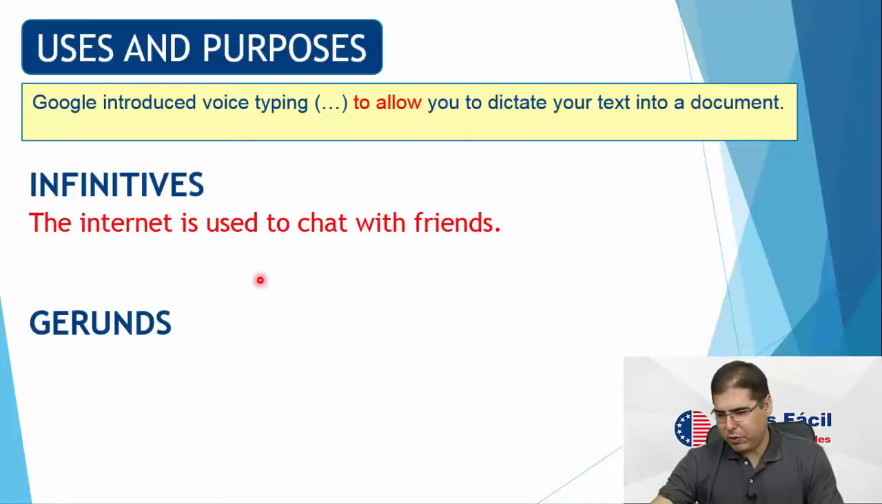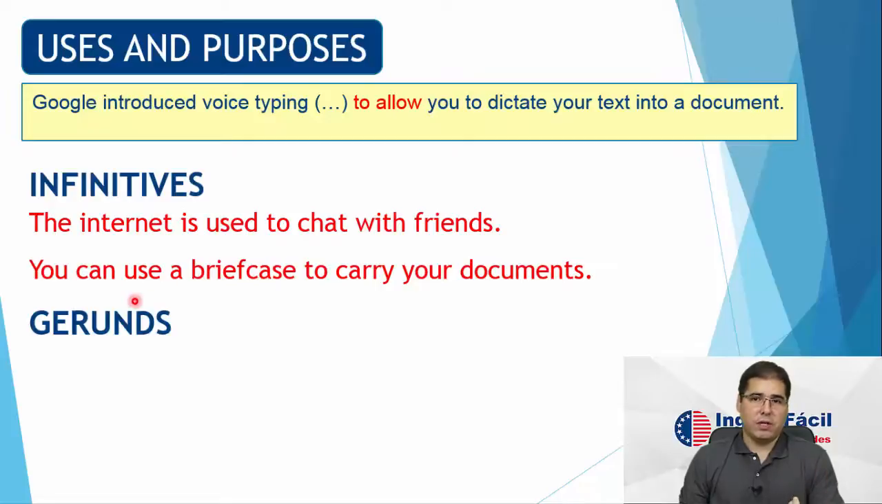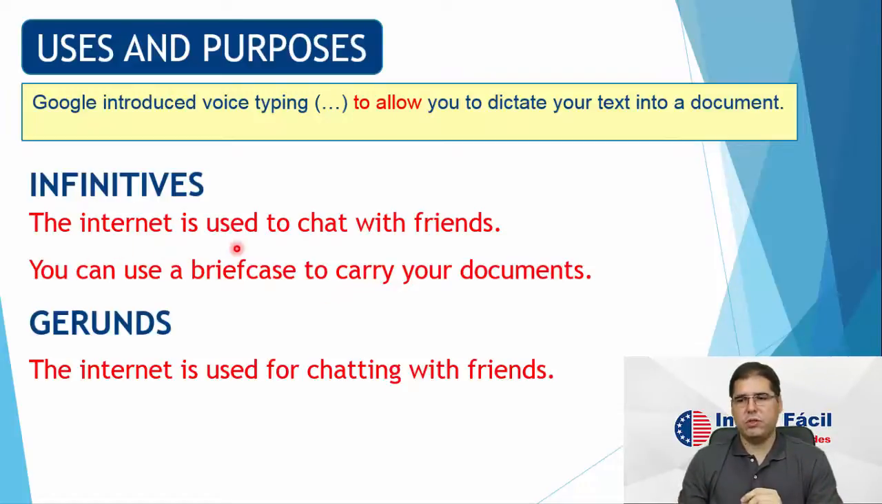So another example of an infinitive: you can use a briefcase to carry your documents. You can use a briefcase to carry your documents. So one of the uses of a briefcase is to carry documents. So in both cases here, we used infinitives, to chat and to carry. Now let's change these sentences and use gerunds to say exactly the same thing. For example, the internet is used to chat with friends becomes the internet is used for chatting with friends. So we use to chat or for chatting.